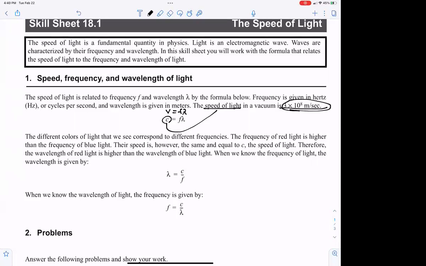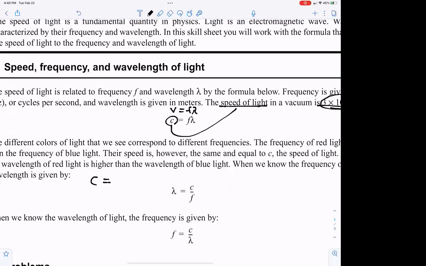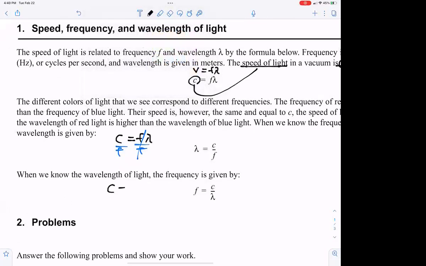When we know the frequency of light, the wavelength is given by lambda equals c over frequency. We get that by solving this equation right here. So if we take c equals frequency times wavelength and solve for lambda, you have to divide by frequency. And you can see it's c divided by frequency. Similarly, if we take our equation c equals frequency times wavelength, but this time solve for frequency, we have to divide by lambda. And you can see it's going to be c over lambda is the frequency.